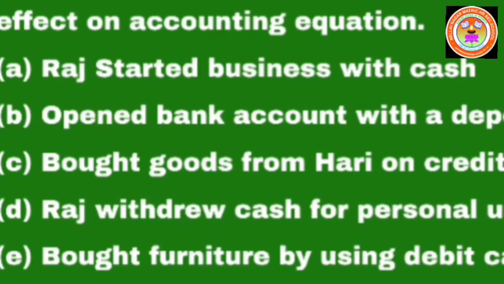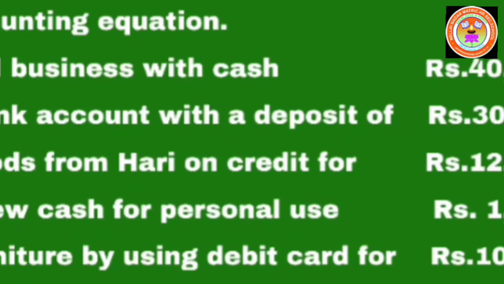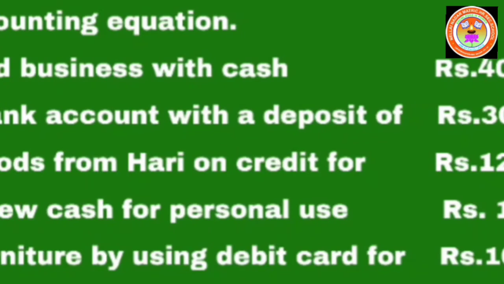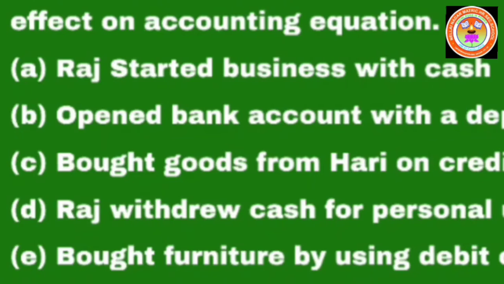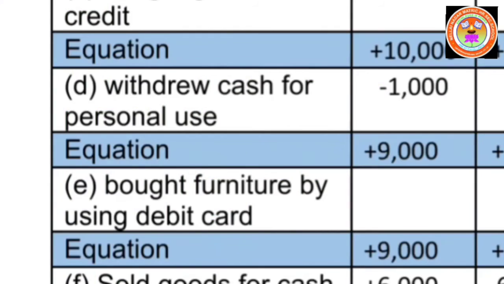Bought furniture by using debit card for rupees 10,000. The proprietor buys furniture using a debit card. A debit card is nothing but your ATM card. By using the ATM card, Raj bought furniture for rupees 10,000. Write the transaction under the transaction column: bought furniture by using debit card.